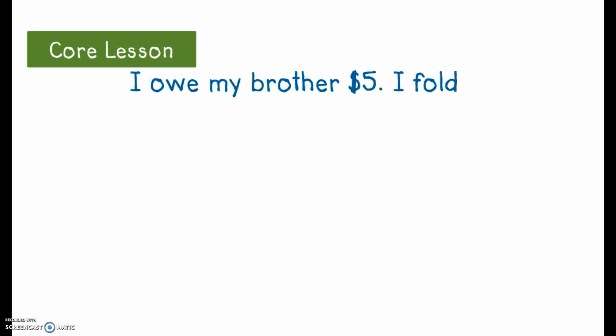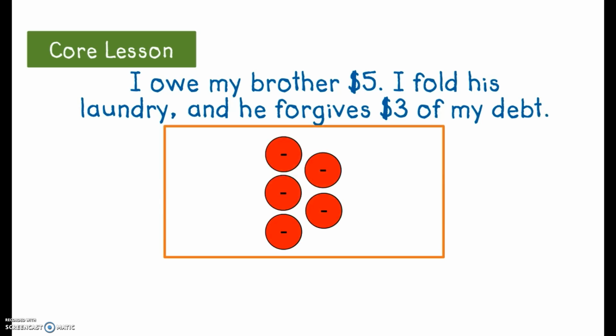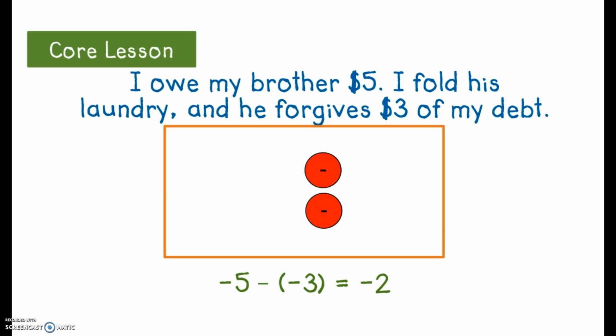I owe my brother $5. I fold his laundry and he forgives $3 of my debt. I have 5 negative chips to represent my debt. After I do my brother a favor, he removes $3 of my debt, so I can remove 3 negative chips. -5 minus -3 equals -2. I am still $2 in debt.